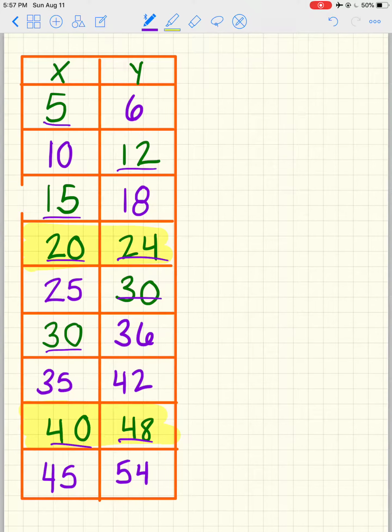This is how we're going to check our answers because we want to make sure that it's correct. We're going to look at our answers where we highlighted them. Where we had the 20 and the 24, they already gave us those two answers, and the 40 and the 48, they already gave us those two answers.